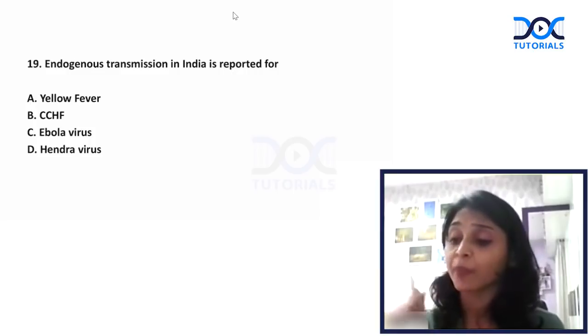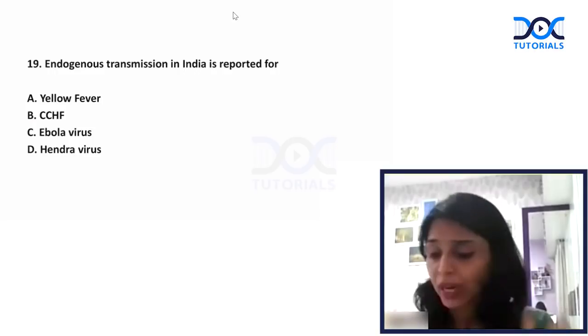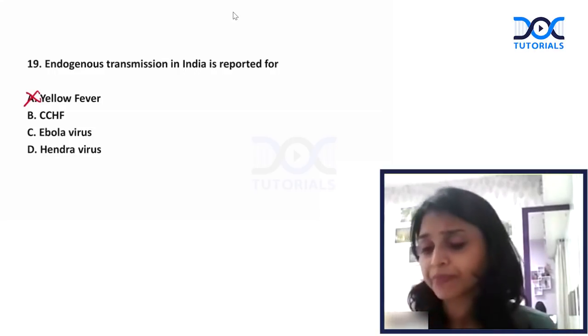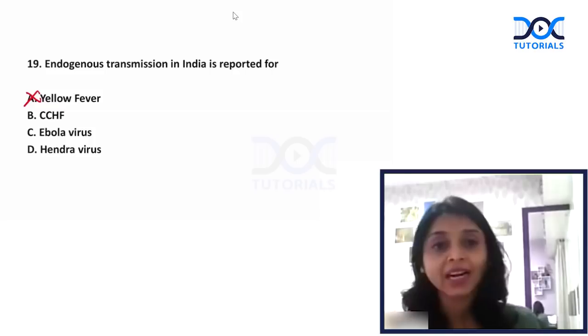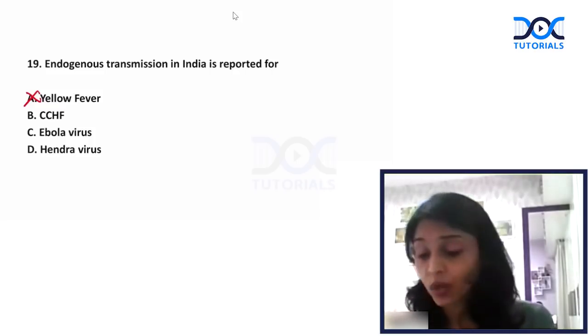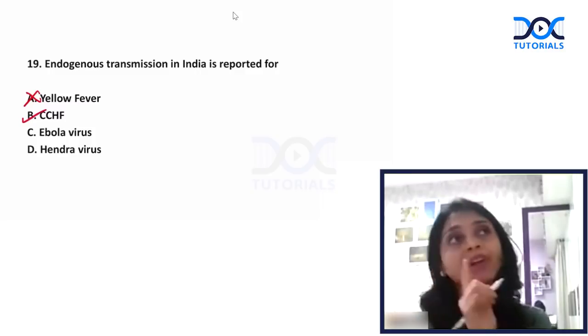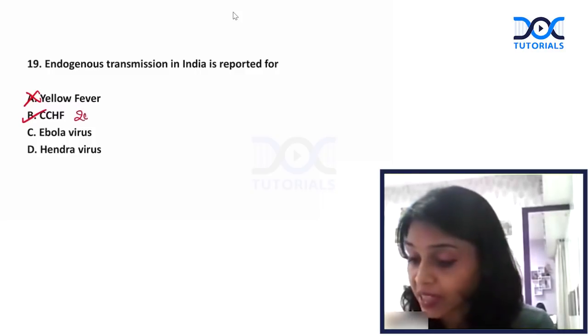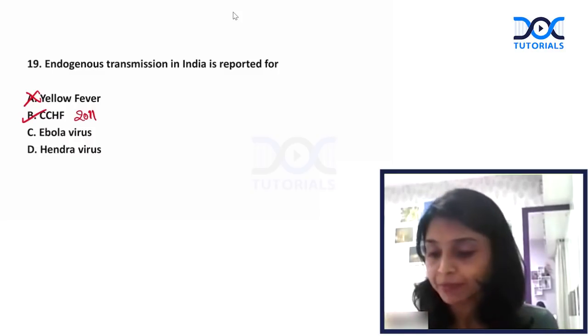Endogenous transmission in India is reported for which? Come on, tell me. Only one is available in India. Which one? As you all know, yellow fever. No yellow fever. We don't have any yellow fever, right? What about CCHF? CCHF in Karnataka. Raja, not only in Karnataka, this has already come in Gujarat, in Orissa, in many places. It was first reported, if I remember correctly, in 2011. The first outbreak was reported in Gujarat in 2011. Since then, in many places, we are getting it.